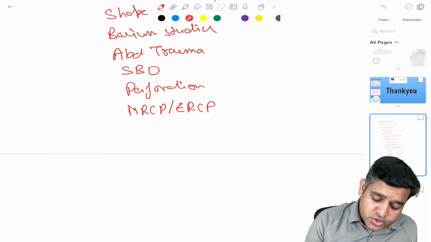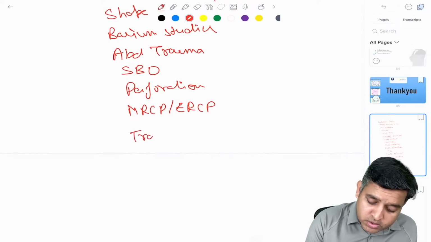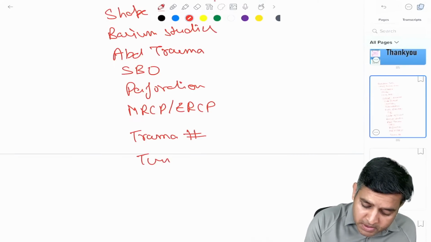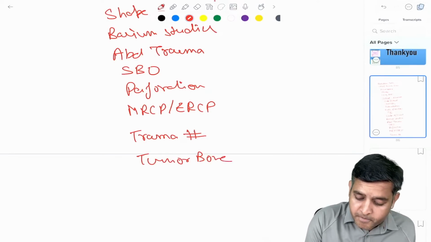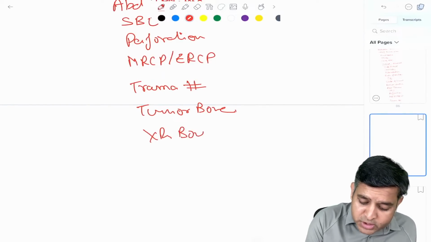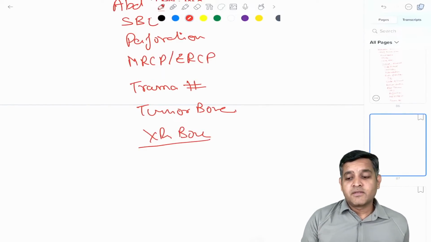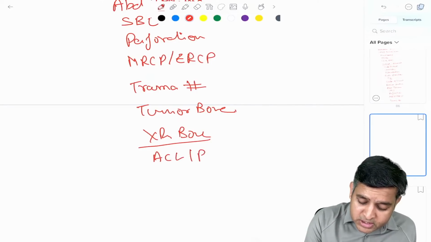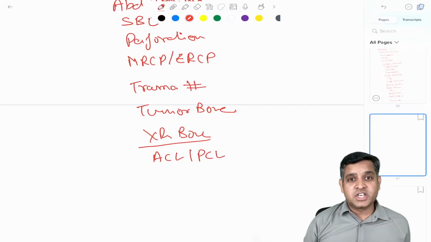Then you have to make sure that you know about trauma or various fractures. You should know about the imaging of bone tumors. Then you should know X-rays of the bone. Which carpal bone is where? What are the distal end of the humerus? And then you should know which is ACL, which is PCL on MRI of the knee joint.